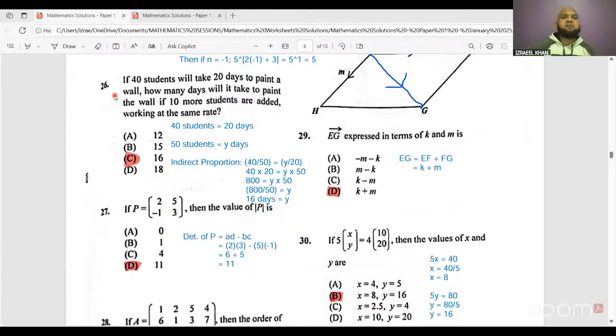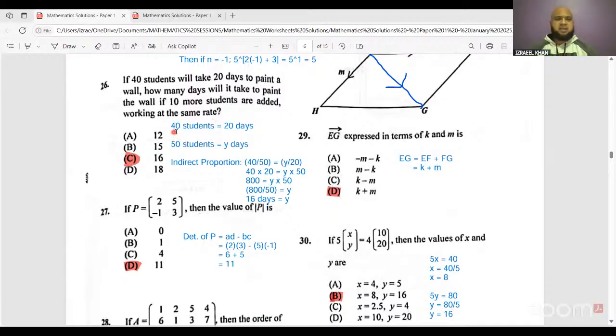26. 40 students will take 20 days to paint a wall. How many days will it take to paint the same wall, I guess, if 10 more students were added? So instead of 40 students, now we ramp it up to 50. They're working at the same rate. So we want to know, hey, how long will it take 50 students to paint that same wall? I think common sense should tell us that if I hire more labor or more people, it should take less time, right? That's the first thing we need to understand. It cannot take more than 20 days.